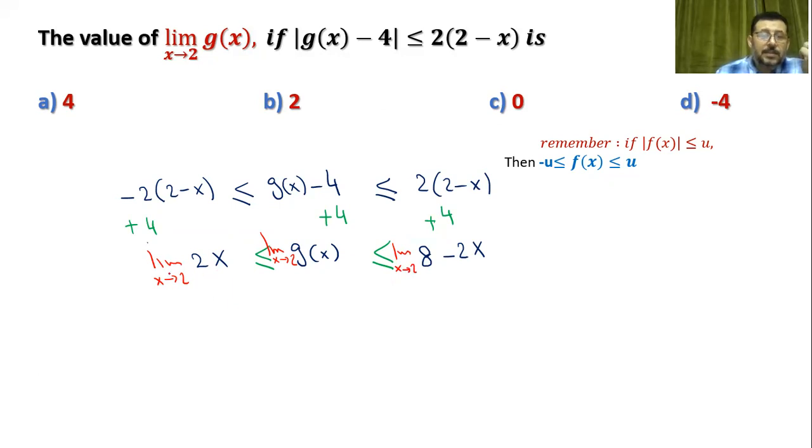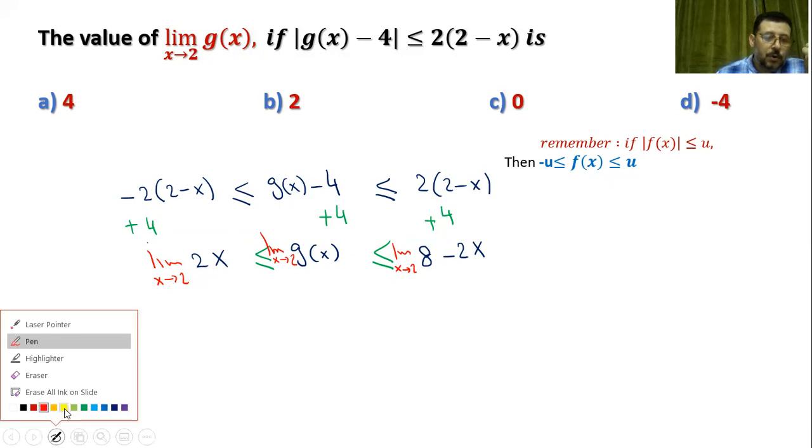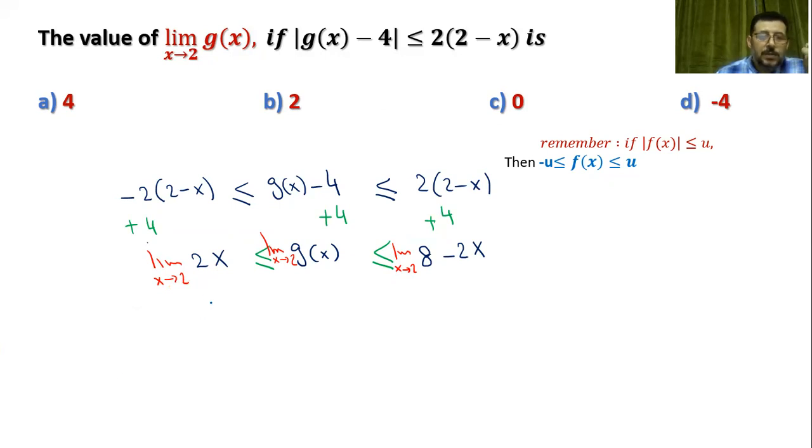On the left side, I use direct substitution. You have to substitute x by 2. So I'll get 2 times 2 is 4. So the right value is 4, less than or equal to the limit as x approaches 2 of g of x, less than or equal to, by direct substitution, 8 minus 2 times 2, 4. 8 minus 4 is 4.